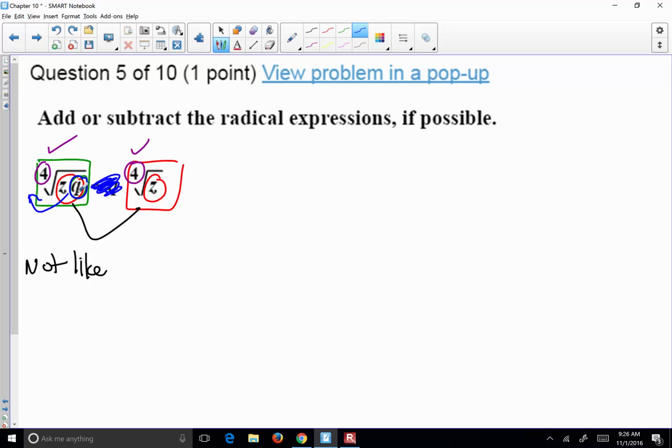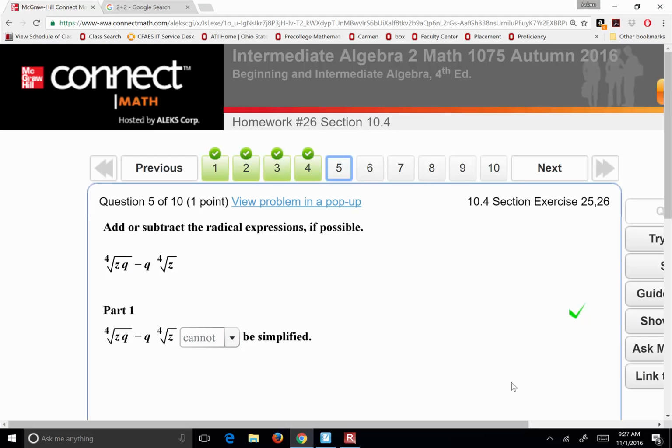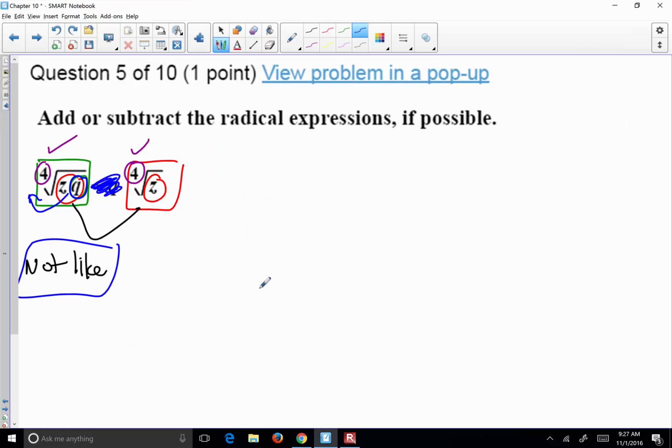Remember, to break prison you need to have a power. If you have a power, money, you can get out. This guy doesn't have it. So Z and Q are forever together, not separable. So they are not like forever. So the answer is easy here for this question. It cannot be simplified. That's it. Is it clear? Not like, not simplified.